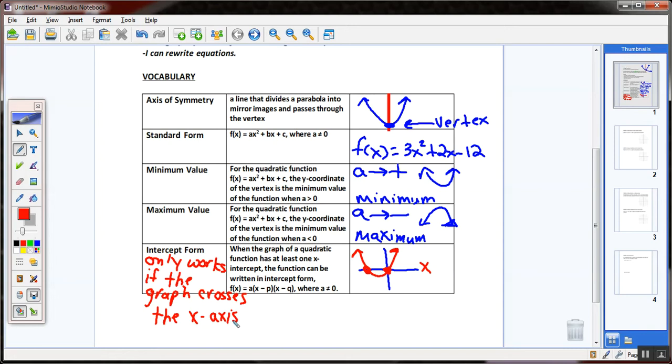What I need you to understand is p and q are kind of like the values on the x-axis that they cross at. Okay. So p and q, you might want to write this down. P and q are your x-intercepts.